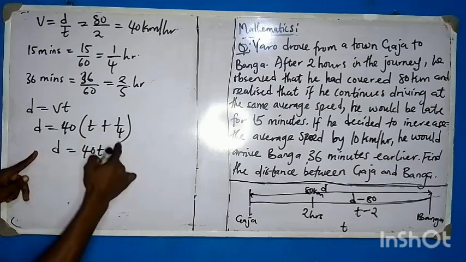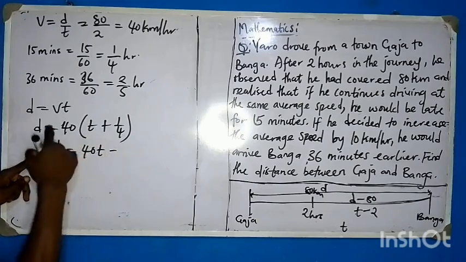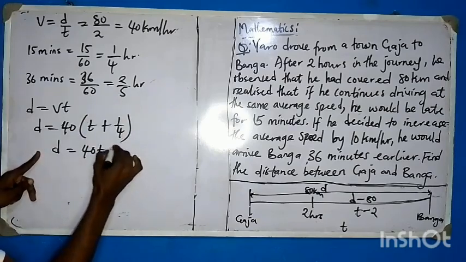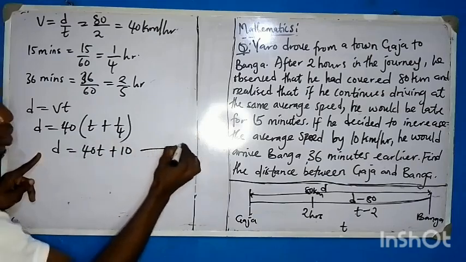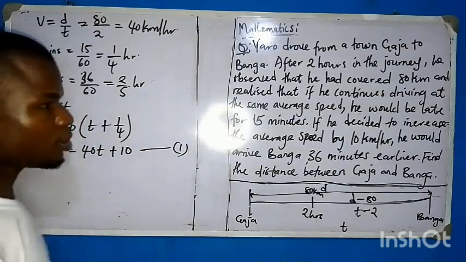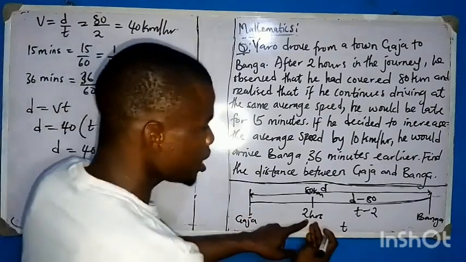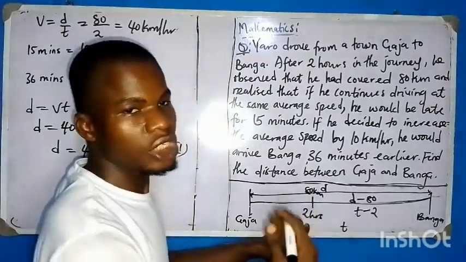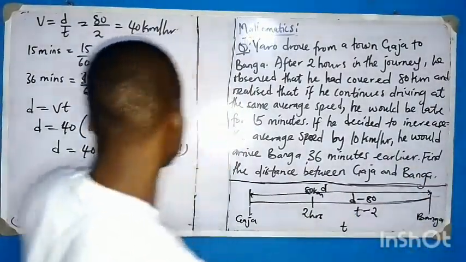40 times 1 over 4 is going to give us, 40 times 1 is 40, divided by 4 is going to give us 10. So we call this equation 1. Okay? Now, let's look at the next part. So from here, he decided to change the speed. He added 50 to the speed.